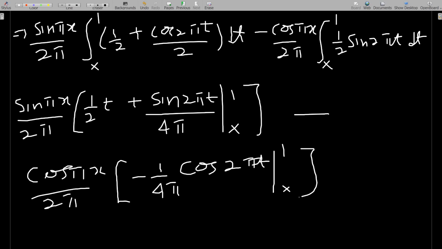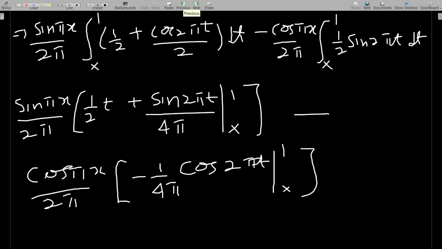So this is tedious, but let's go through it. Let's kindly go through it. So when I put in the limits for the first part, I'll get what? When I put 1, I'll get half plus sine 2 pi over 4 pi. Sine 2 pi is actually 0, so we get half plus 0, minus, when I put x in, half x plus sine 2 pi x over 4 pi.